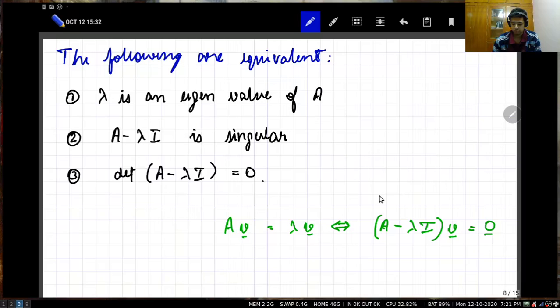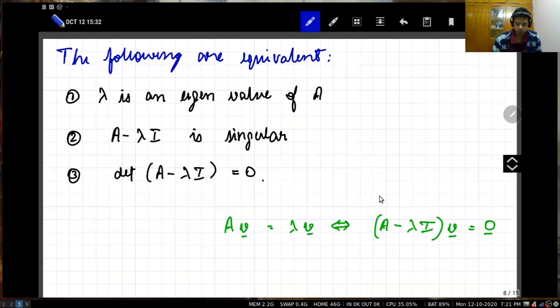So this is an if and only if condition, because if A minus lambda I is singular, then lambda must be an eigenvalue of A, because there exists at least one vector v such that A minus lambda I times v is equal to 0, and therefore A times v is equal to lambda times v. And conversely, if A times v equals lambda times v, then A minus lambda I must be singular, right? And properties 2 and 3 are equivalent, because the determinant of A minus lambda times I is equal to 0 if and only if A minus lambda I is singular. Okay, that was fairly simple.